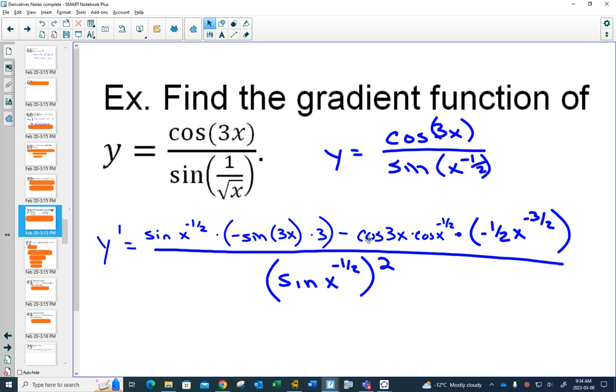Then we subtract. Now we keep the top the same and do the derivative of the bottom. The bottom is another chain rule. The outside function is sine, and we have an x to the negative a half inside. The derivative of sine is cos. Keep the inside the same, then multiply by the derivative of the inside function. The last part of the quotient rule is keep the bottom the same, but square it.